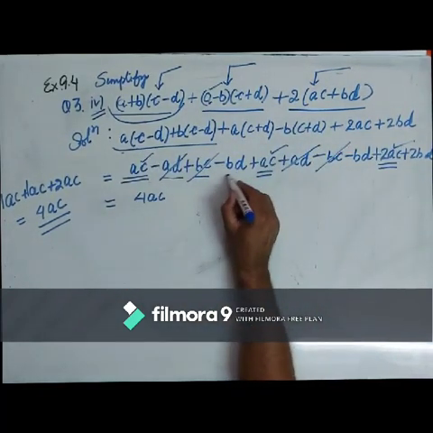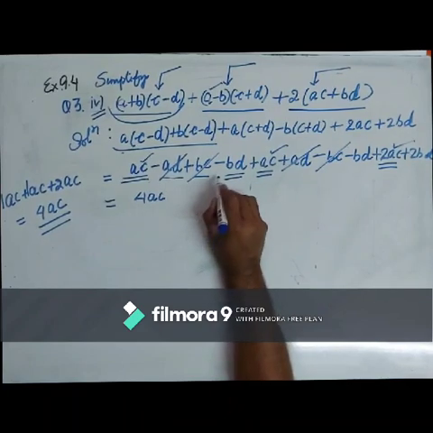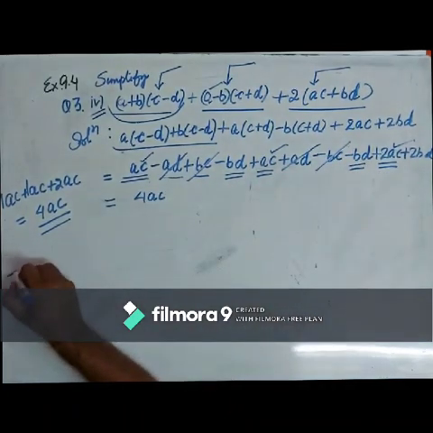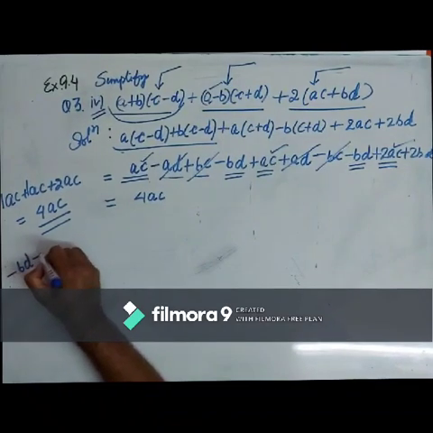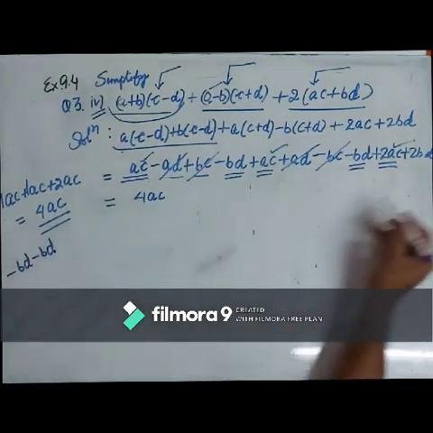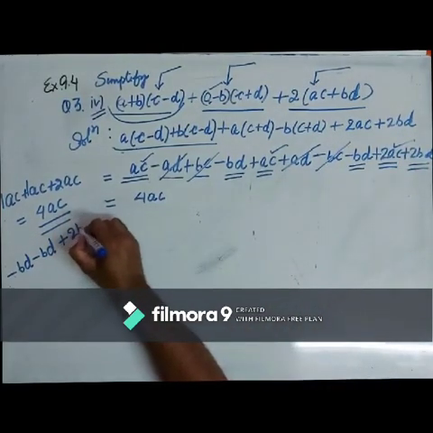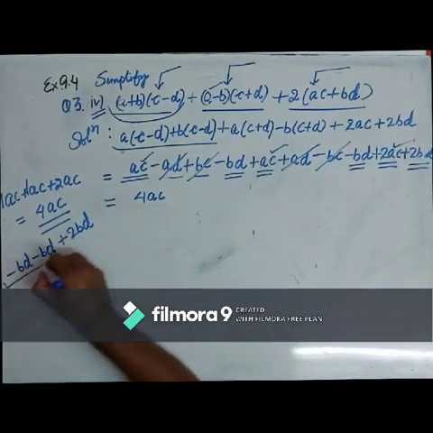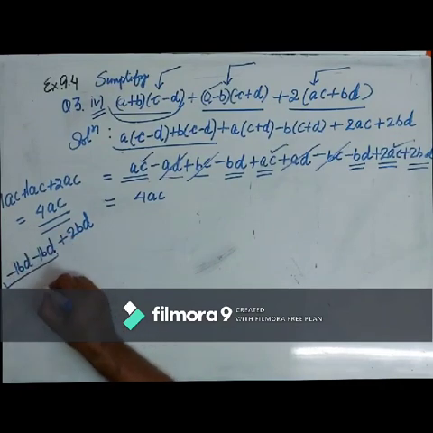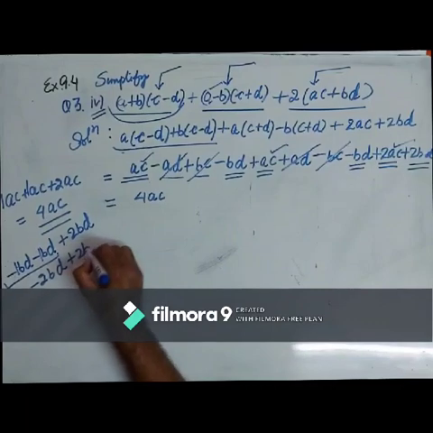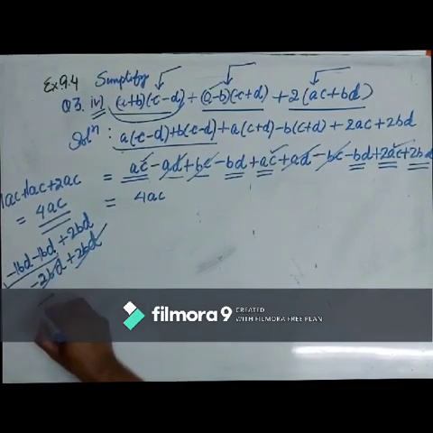So find out for BD, this is negative of BD, again negative of BD, and we have plus 2BD. So these two negative signs, minus 1, so this is minus 2BD plus 2BD. So all in all, we have 0.